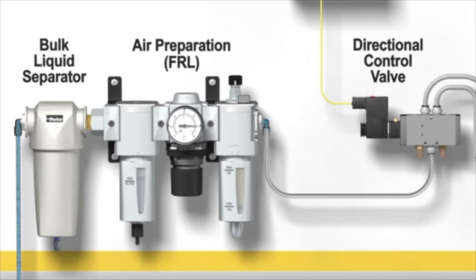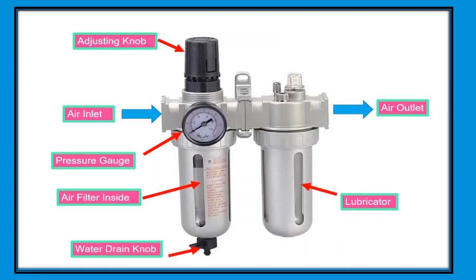When choosing a pressure regulator, many manufacturers' specifications must be considered. Important considerations include operating pressure ranges from inlet and outlet. The parts of an air pressure regulator are adjusting knob, pressure gauge, air filter inside, water drain knob, and lubricator.